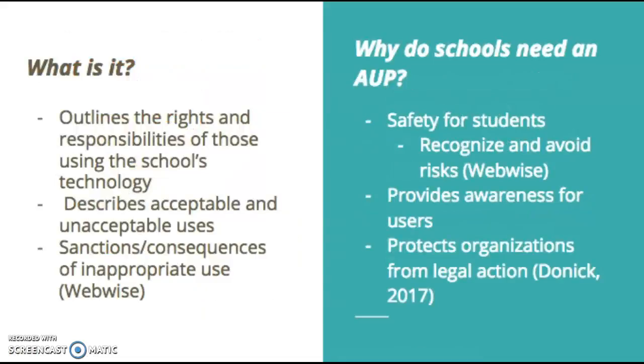An acceptable use policy is an important document that outlines and describes the ways in which users of a school or business can use the technology and databases provided by the organization. It includes the rights of users and describes acceptable and unacceptable ways to use it. Along with this, sanctions and consequences are provided so that users are able to understand what will happen if they use the technology in an inappropriate manner.